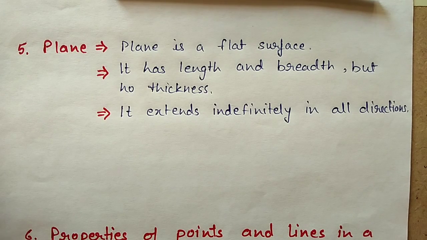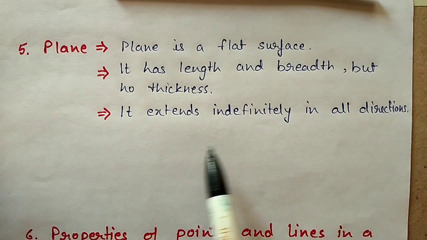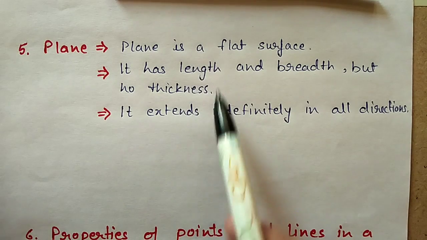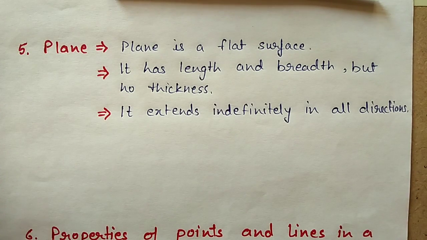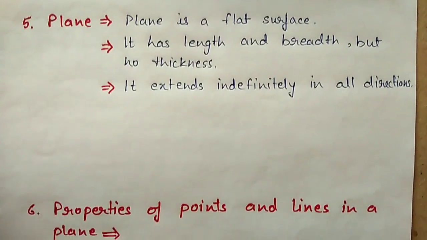Next is a plane. Plane means a flat surface like this paper sheet or blackboard or any wall. It has length and breadth but it has no thickness. It extends indefinitely in all directions. Whatever the plane surface, we can extend it in all 4 directions as much as we want. So whatever we are using, suppose a blackboard or paper, that is a part of a plane.